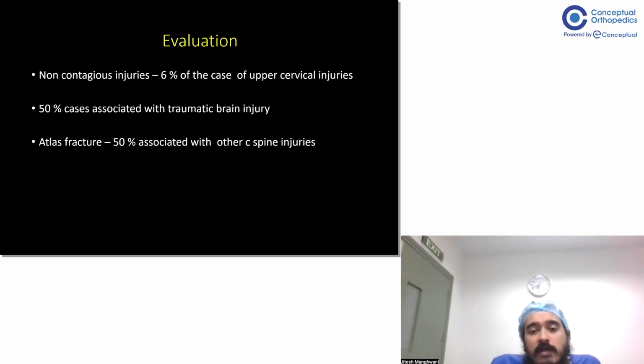When we talk about the atlas fracture, in 50% of the cases it is associated with injuries in the other parts of the cervical spine. So whenever you have a patient with atlas fracture, you have to rule out and investigate and see whether the other parts of the cervical spine are fine or not.